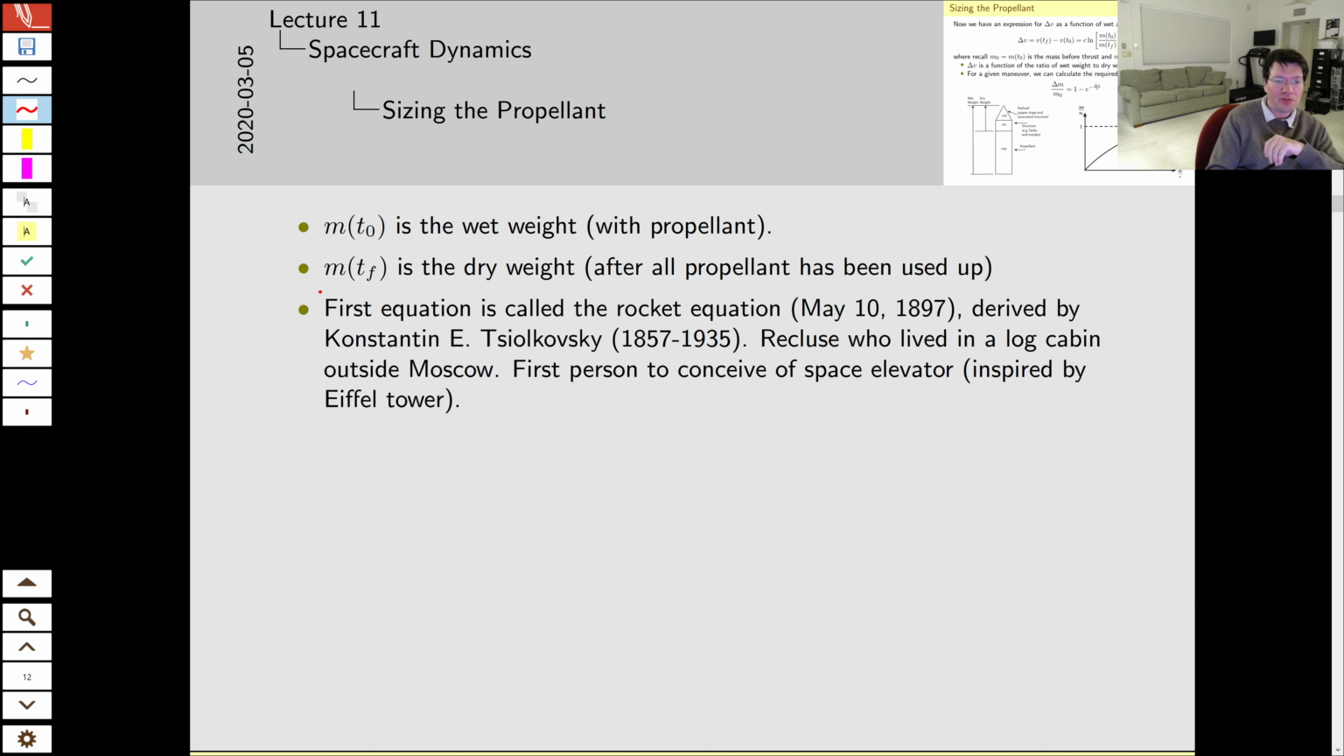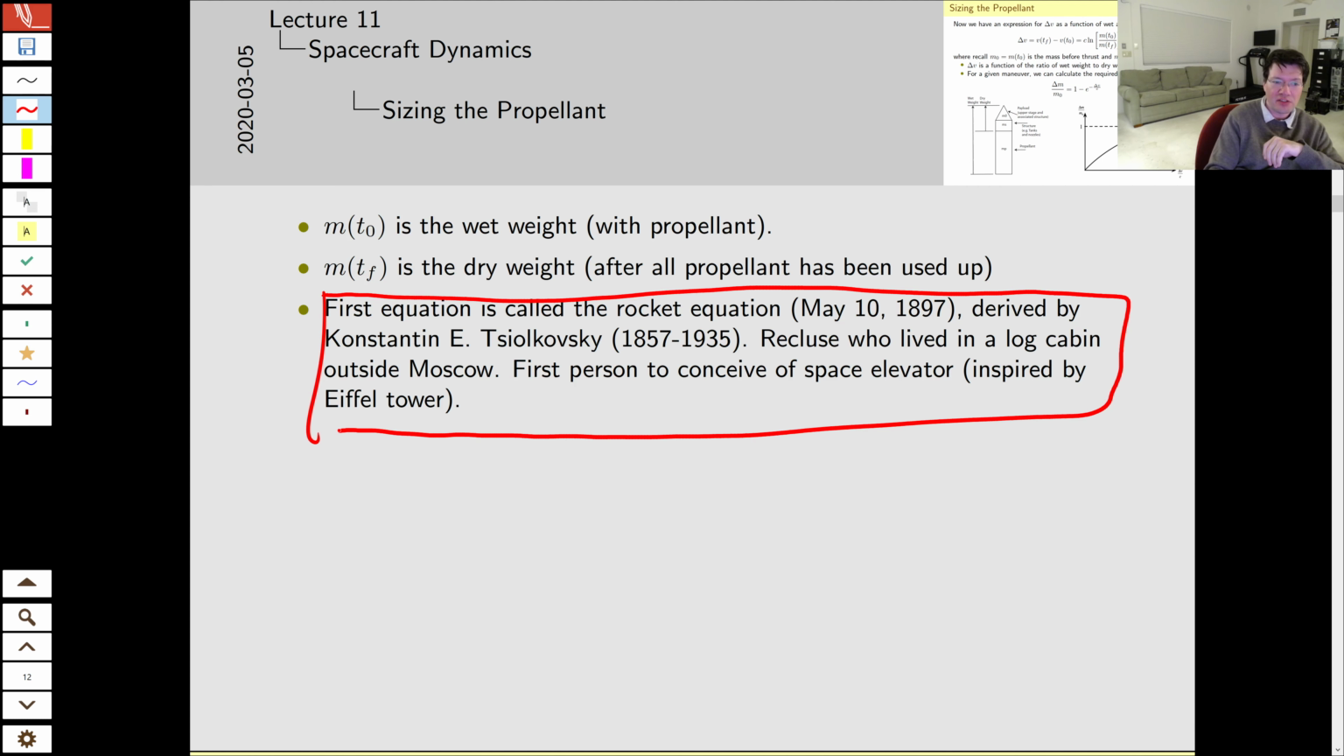So the rocket equation is actually a relatively old equation. It's been known for some time. It's just integrating the cannon equation, if you will. It was introduced by Tsiolkovsky back in the day. He was one of those crazy Russians who lived back in the day, and I hope not many crazy Russians are watching this, so they won't be offended. He was one of these guys who lived as a recluse in a log cabin, worked on math, I guess, outside of Moscow. Did lots of space stuff.